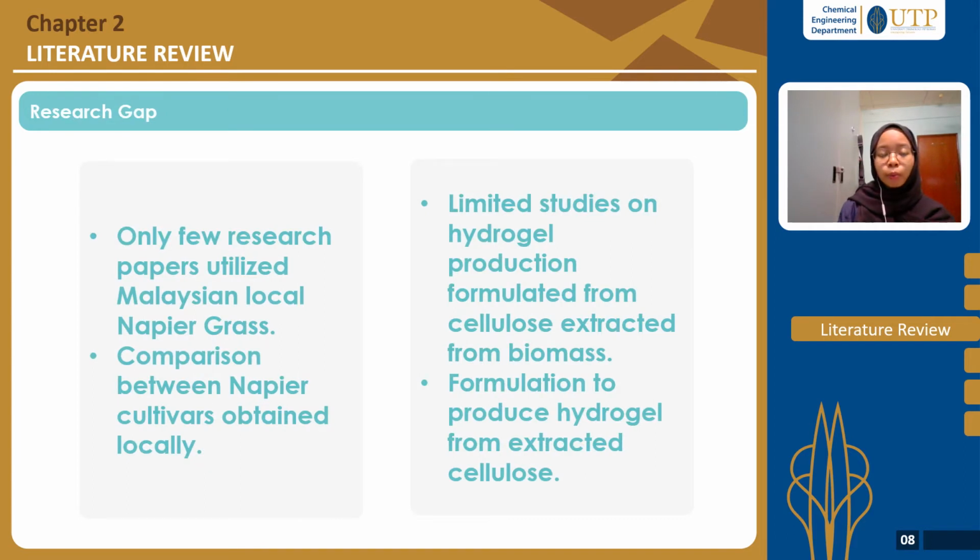So after reviewing many research articles, it was found that only a few research papers utilized Malaysian local Napier grass. So I intend to compare the properties of Napier cultivars obtained locally. And the second research gap is that there are limited studies on hydrogel production formulated from extracted cellulose from biomass. Thus, I would like to find the right formulation to produce hydrogels from extracted cellulose.